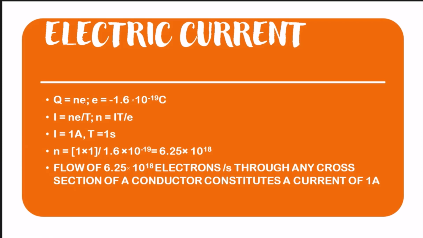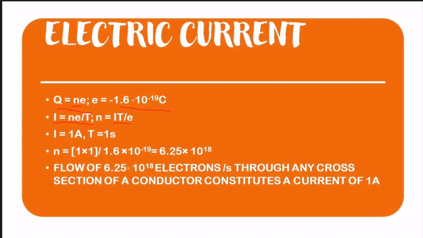Since the charge on an electron is minus 1.6 into 10 to the power minus 19 coulomb, and if n number of electrons flow uniformly through a cross section of a conductor in the time t, then the total charge flowing through the cross section of a conductor will be Q equals ne, and therefore I equals ne upon t. The number of electrons flowing through a conductor in time t so as to maintain the flow of current is then given by this equation.